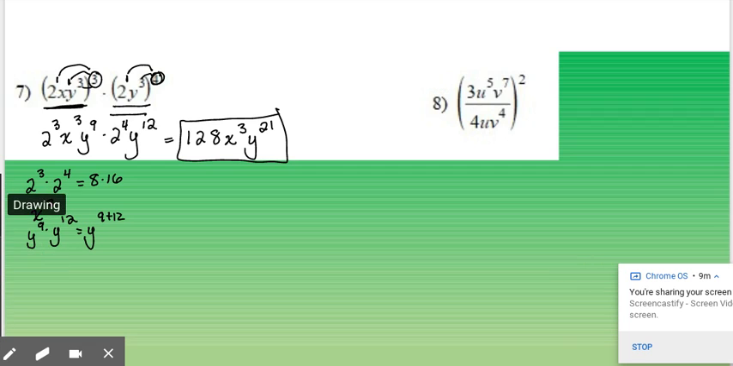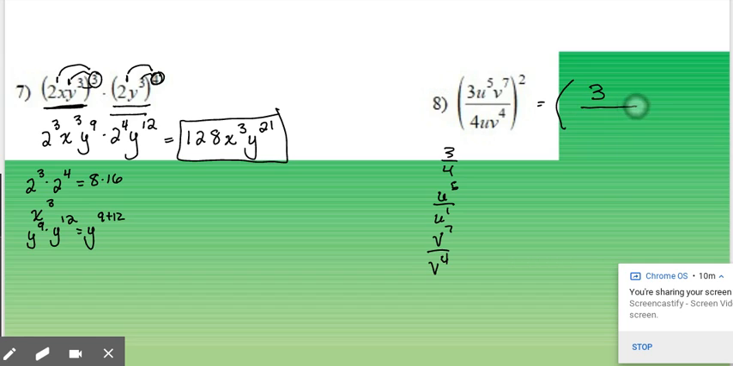So 3/4 is already simplified. I have my u to the 5th divided by u to the 1st. And I have my v to the 7th divided by v to the 4th. Okay, so 3/4 is just 3/4. So I still am going to have this fraction. My u's are divided, so I'm going to subtract those exponents. 5 minus 1 is 4. My v's, 7 minus 4 is 3.